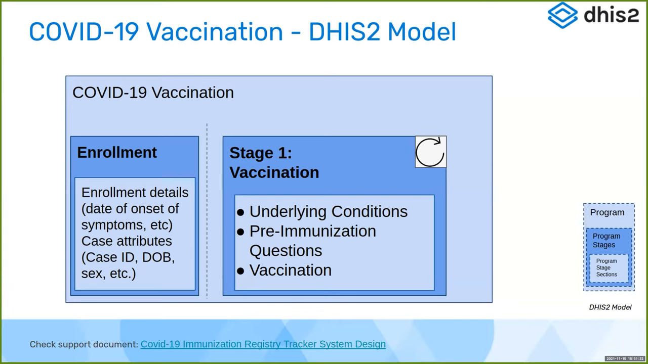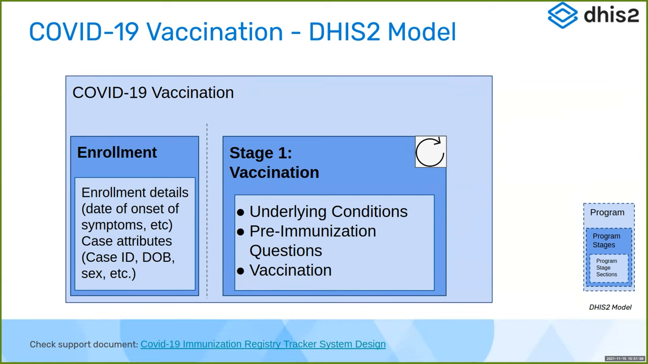But in that stage, another content that is there is that we need to check the underlying conditions. If the client who is coming to be vaccinated has those underlying conditions, because I remember, for example, in your country, that was one of the priority groups: those with underlying conditions need to be vaccinated first, and then we can look for other special groups.